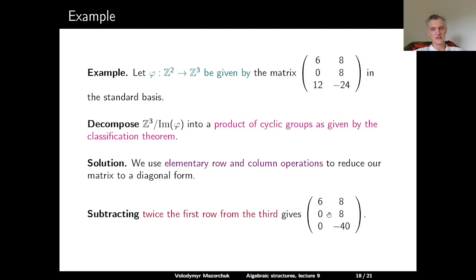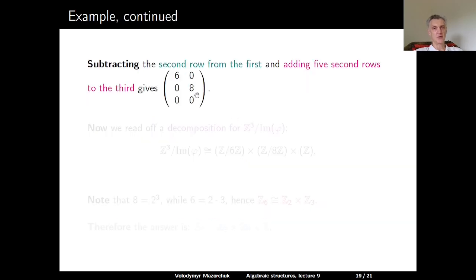And now we can use the second row, 0, 8, and this 8 to kill this 8. So we subtract row 2 from row 1. And we can use this 8 to kill this minus 40. So we multiply row 2 with 5 and add to row 3. And we will get the new matrix 6, 0, 0, 8, 0, 0. And this is a matrix in a Smith normal form.